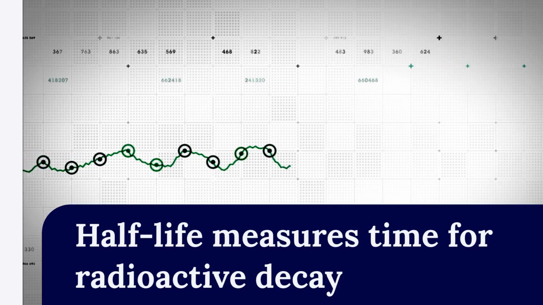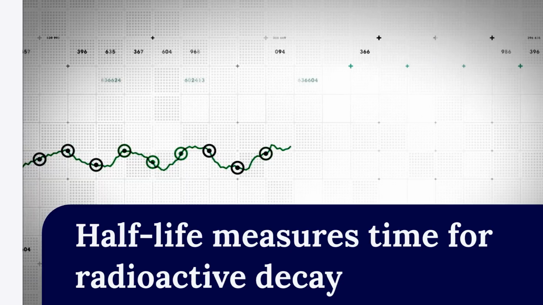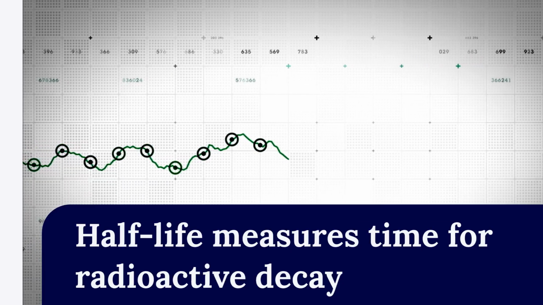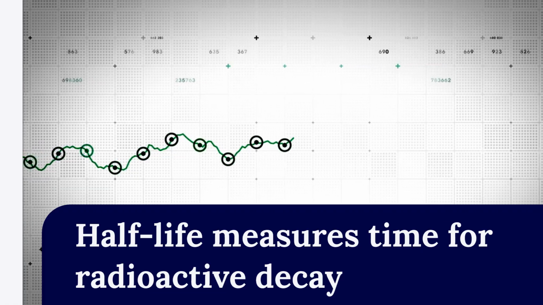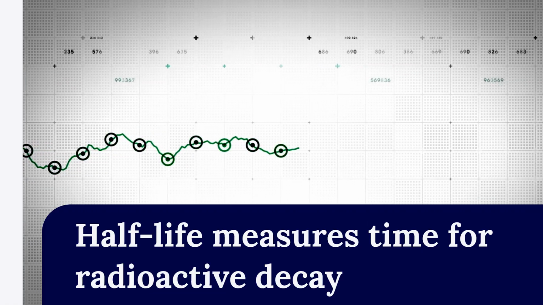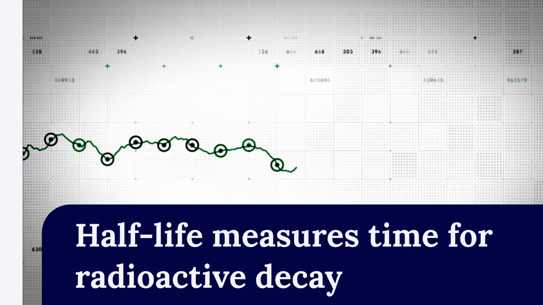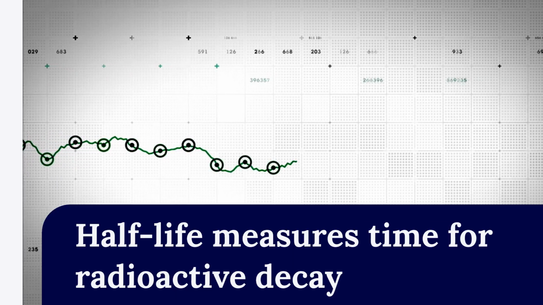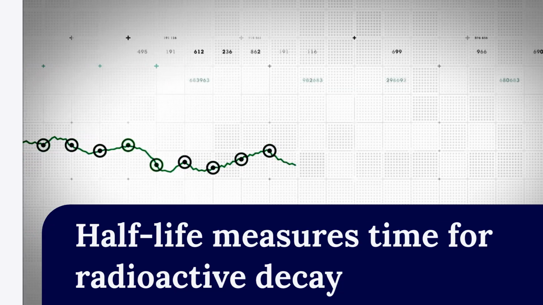Half-life is the time for a sample's nuclei or activity to halve. From the decay law, half-life is calculated using lambda. On a graph, it's the time for count rate to halve. Repeating the process checks consistency. Knowing half-life aids in understanding radioactive materials.